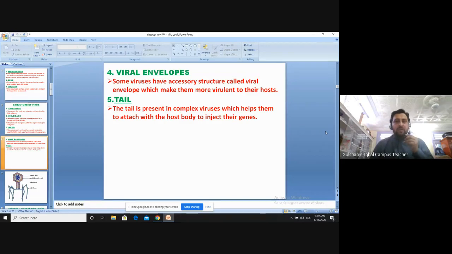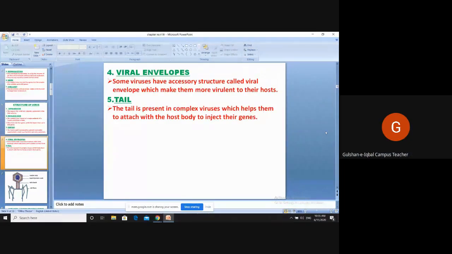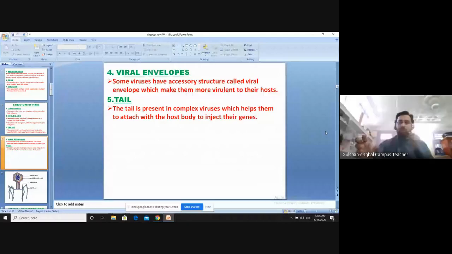Then the tails are a complex structure. In the complex virus, the tails are present. With the help of the tail, whenever they want to attach themselves to a host, they are going to do what? They are going to attach themselves with their tail.